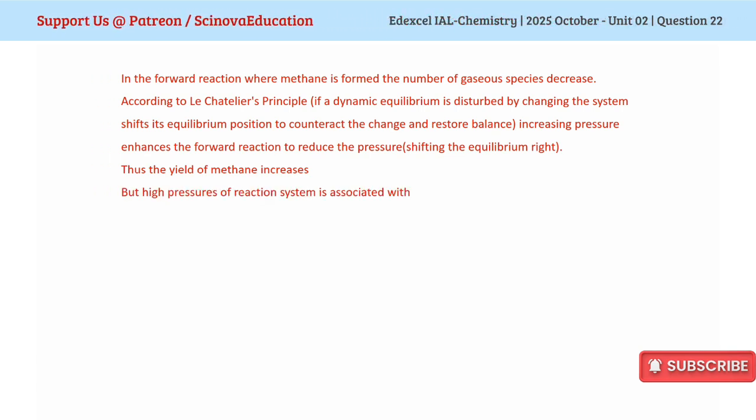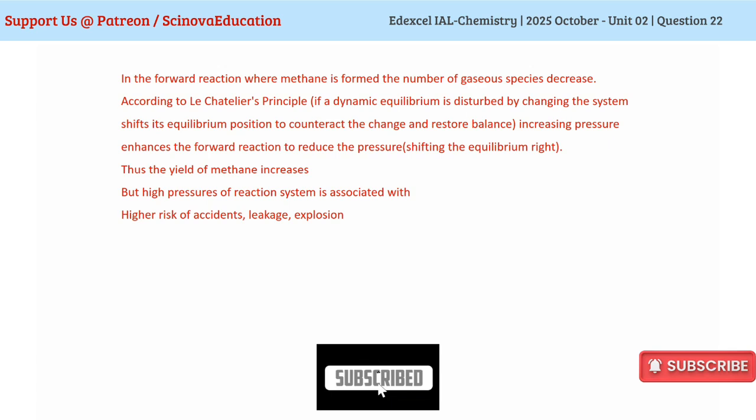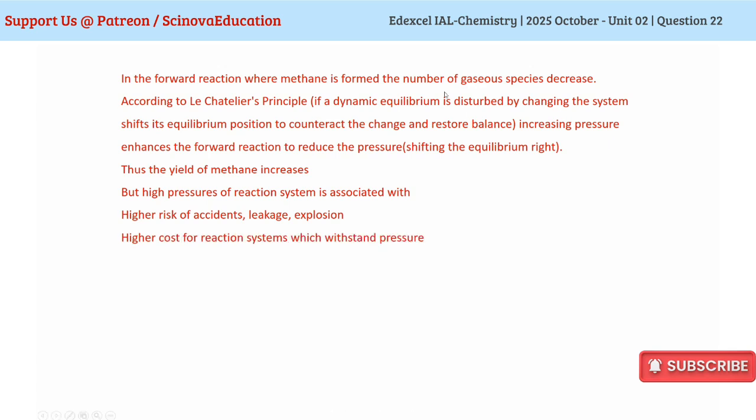But high pressures in industrial environments are always associated with high risk of accidents, high risk of leakage, high risk of explosion, and high initial cost for the construction of the reaction systems, because we have to use materials which withstand the pressure of the reaction system. Therefore, moderately high pressures, which are optimized to get the desired rate of methane production, are used, which is, as the question says, 30 atm.